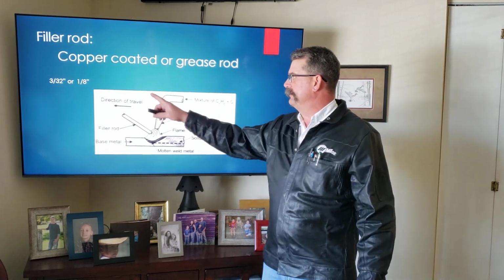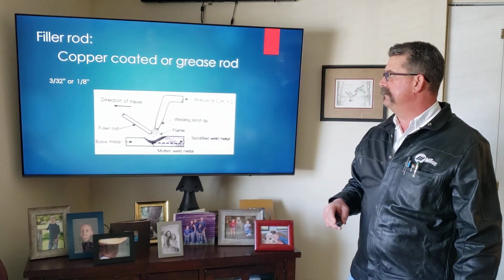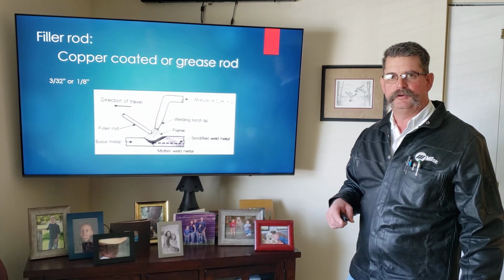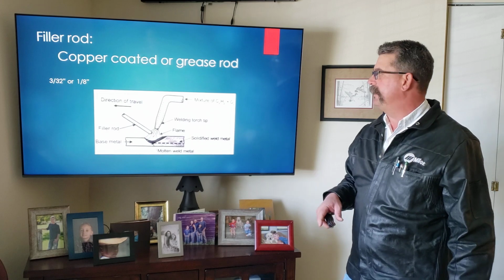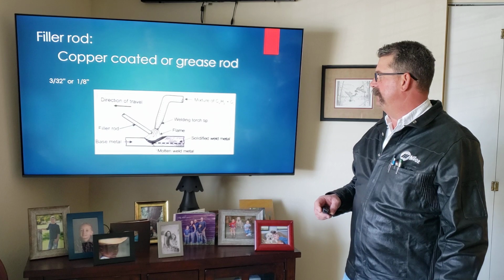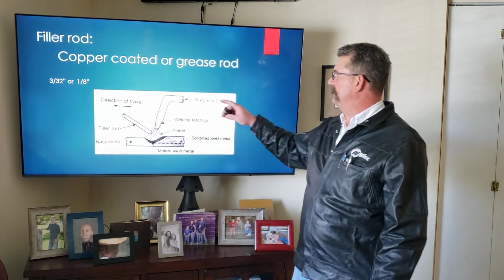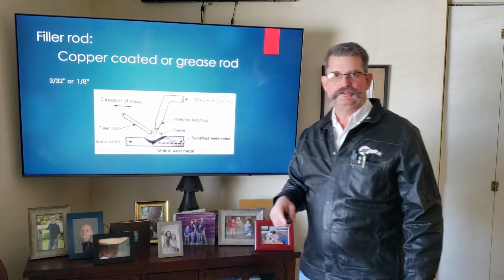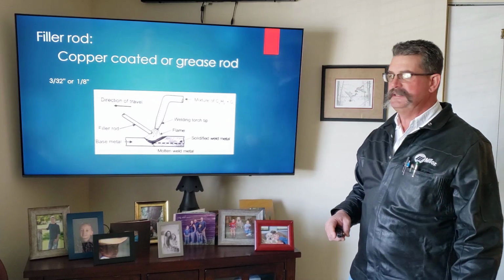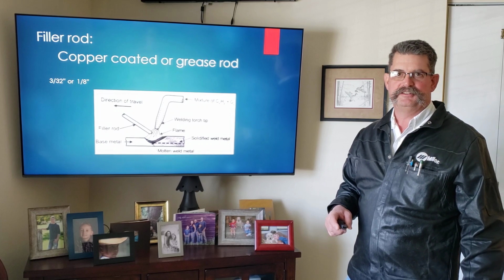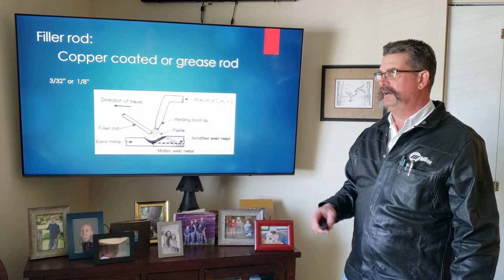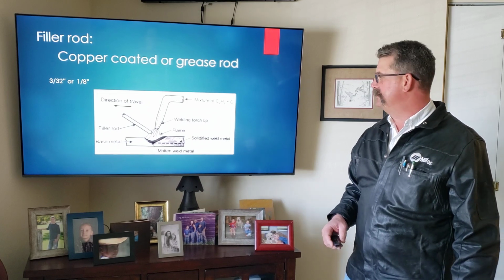The two types of filler rod or sizes of filler rod that I like to use out in the welding lab is a 3/32 or an 1/8 inch rod. Those rods are typically about 3 feet in length. R45 is the type of rod that I usually do, and I prefer having students using copper coated rod over grease rod. The copper coated rod is a little more expensive, but tends to not get as many contaminants into your weld if the rod is stored for a very long time in the shop.